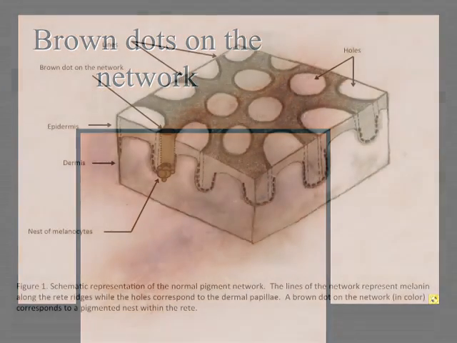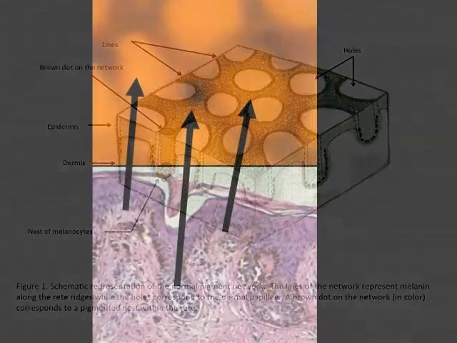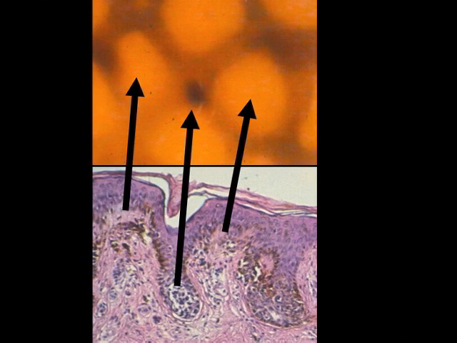Why? Because they actually are these nests of melanocytes at the tips of the rete ridges. It's a sign of a benign nevus. That's where the nevus cells cluster in a benign nevus. And so here again, nest, and you see the dot right on top of the network line.